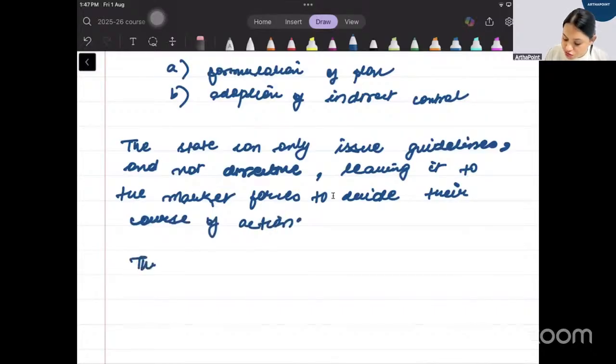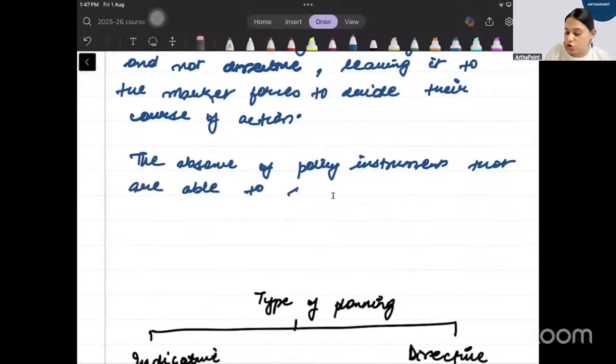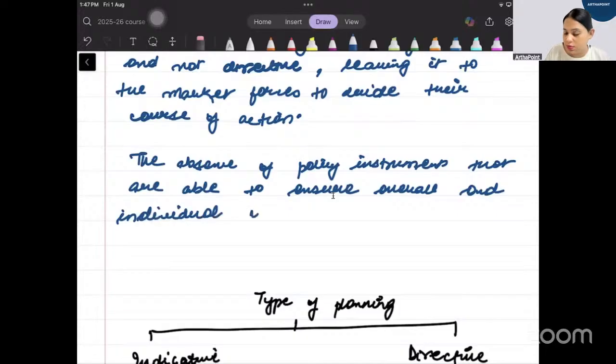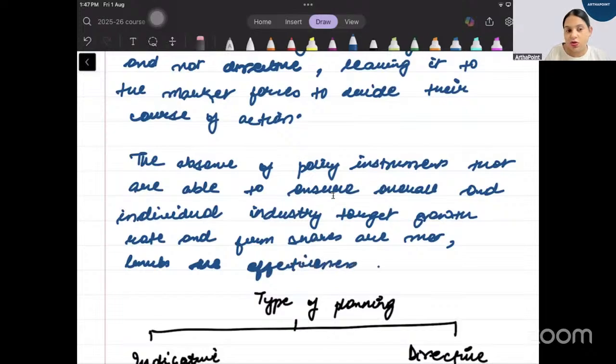Right? The absence of policy instruments that are able to ensure overall and individual industry target growth rate and firm shares are met limits the effectiveness of this type of planning.